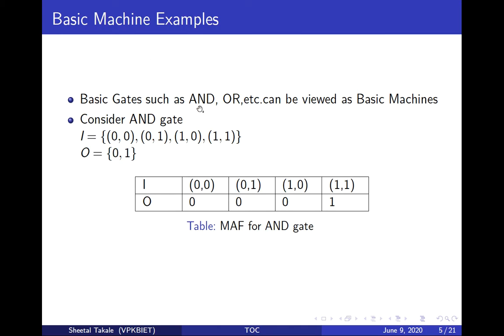Examples of basic machine: AND gate, OR gate. If we consider the AND gate, the inputs are 0 0, 0 1, 1 0 and 1 1, and the possible outputs are 0 and 1. And there is a specific mapping between the input and the output. That is, 0 0 results in 0, 0 1 results in 0, 1 0 results in 0, and 1 1 results in 1. So this is the MAF for the AND gate. This MAF is mapping input with the output.